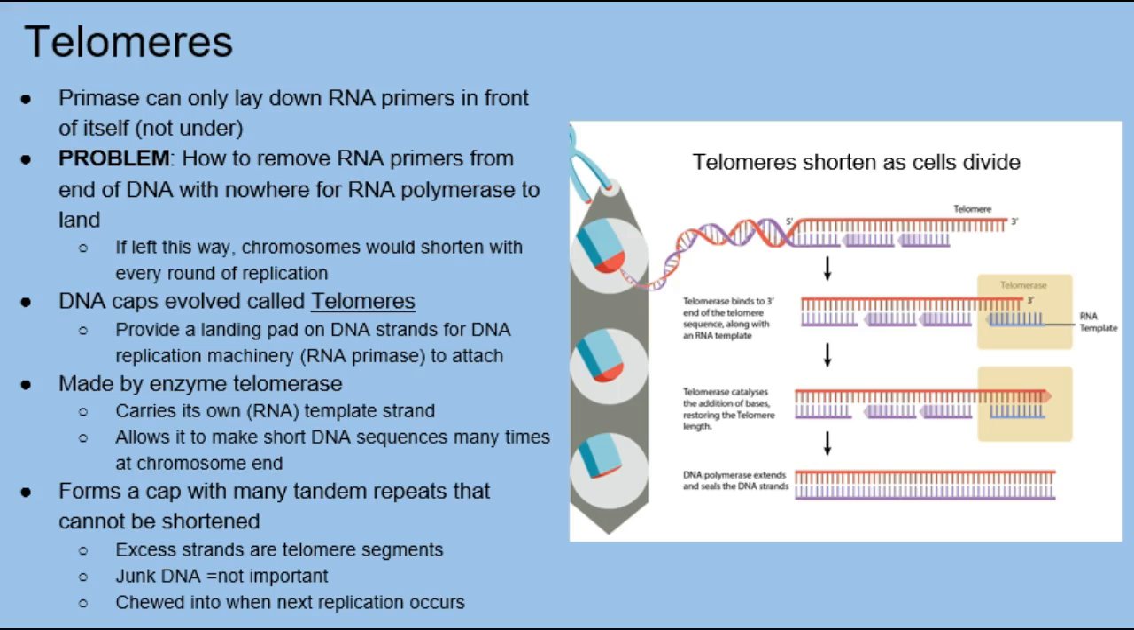Excess strands are telomere segments, and it just codes a bunch of junk DNA that's not important. So this junk DNA is what's chewed into during the next replication cycle, which prevents the real important DNA from being chewed up.